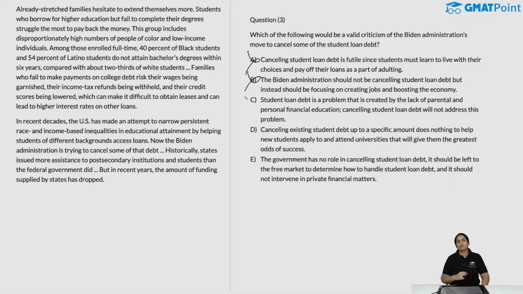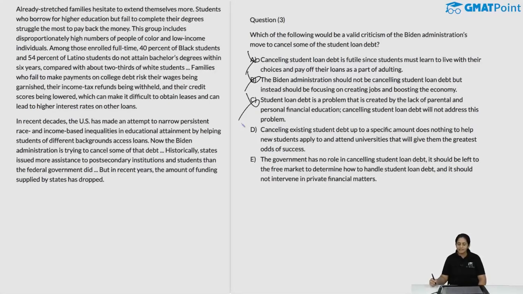And this would not be a valid criticism, because essentially the student loan forgiveness is basically to ease the current crisis that is facing the system. Many people are essentially struggling and falling behind, and that is affecting their whole life as such. Now, basically, increasing financial education is not going to help them. So C is incorrect.